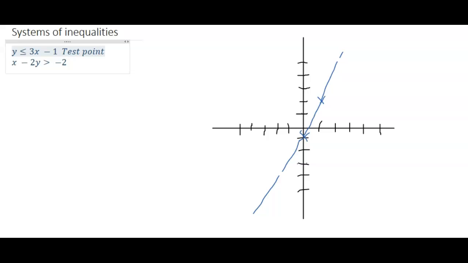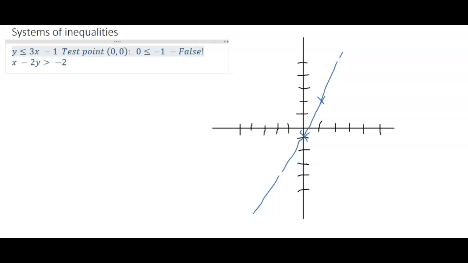You can use any point you want that isn't on the line. My favorite test point is 0, 0, just because it's usually pretty fast to figure out. So I'm going to try the point 0, 0 in that inequality. Well, y is 0. Then I have less than or equal to 3 times 0, which is 0, minus 1. 0 is less than or equal to negative 1. Well, no it isn't. 0 is more than negative 1. That's a false statement.